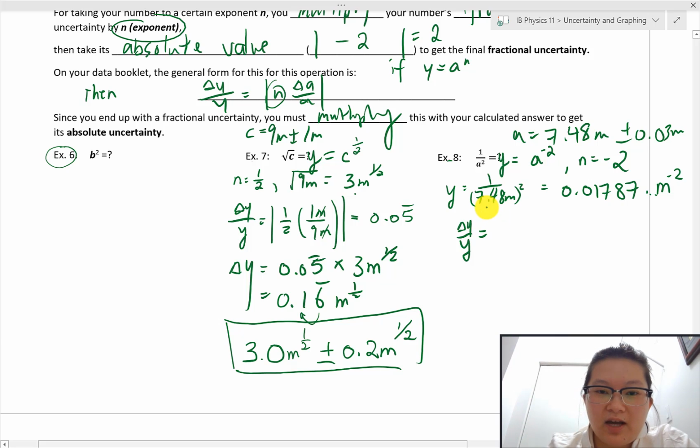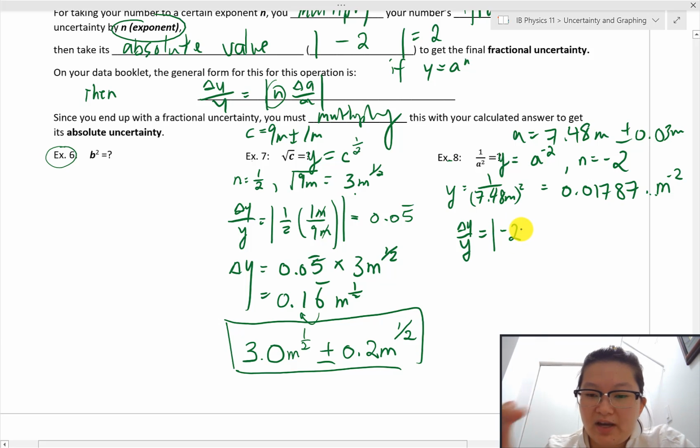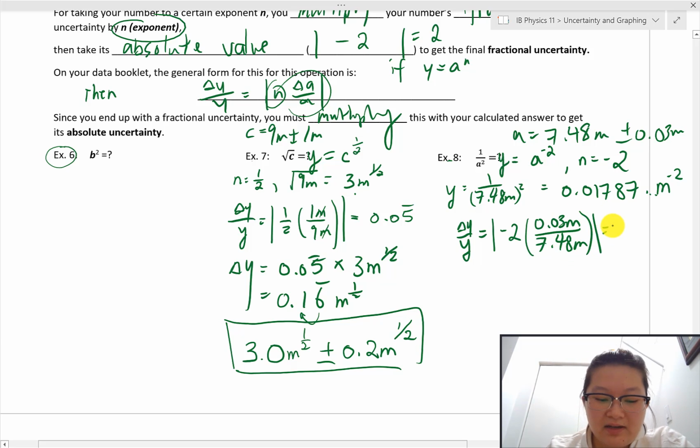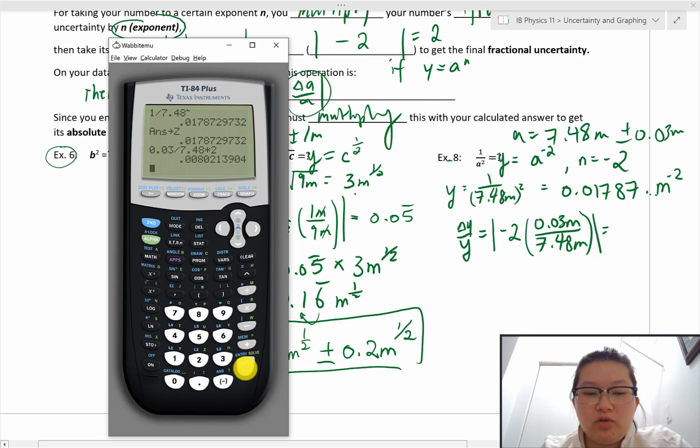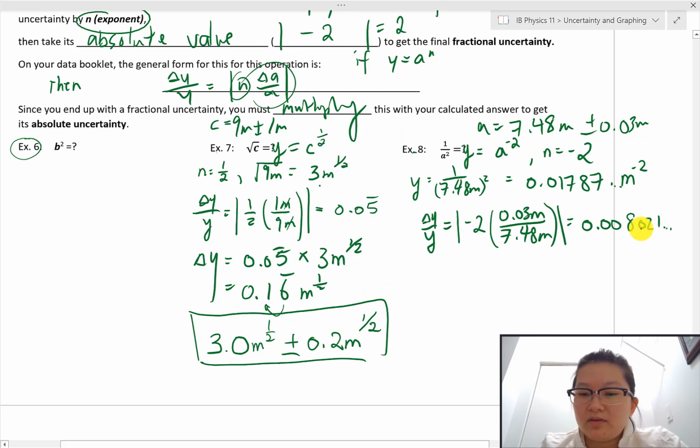And this time, in absolute value, I am going to have not a half, but negative 2, which is my exponent. And then delta a over a, which is my fractional uncertainty, is going to be 0.03 meters over 7.48 meters. And then I'm going to get a number, which is 0.008021. Okay, and notice that after I took the absolute value, I don't have a negative sign remaining. No units for this one because it's a fractional uncertainty.